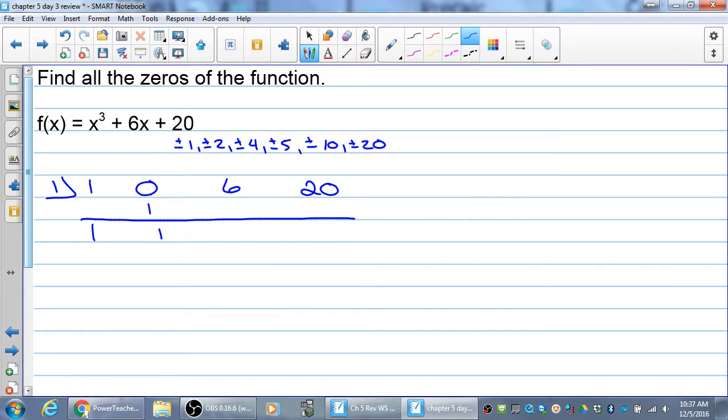1, 1, 1, 1, 7, 7, not 0. I don't know if I did this one earlier. Anybody find one that works yet, by chance? -2 works, thank you. We'll speed up the process. So I try 1, try -1, try 2. You guys told me -2 is the one that works.